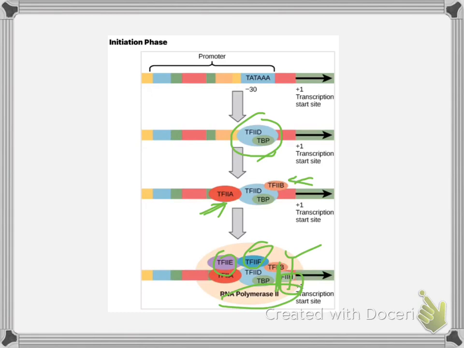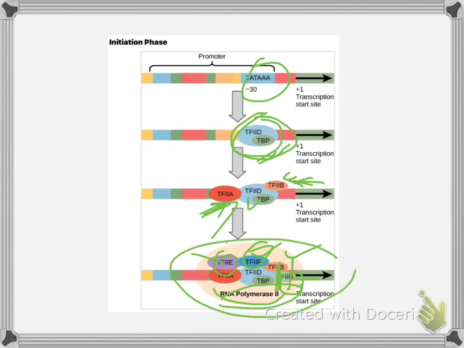So in the first step, TFIID along with the TBP, TATA box binding protein, comes and binds to the TATA box region. Then TFIIA comes to stabilize the interaction between TFIID and the TATA box. Then TFIIB comes and binds, and TFIIB always binds with the RNA polymerase II and acts as a bridging protein. Then RNA polymerase II along with TFIIF comes and binds, followed by TFIIE and TFIIH.